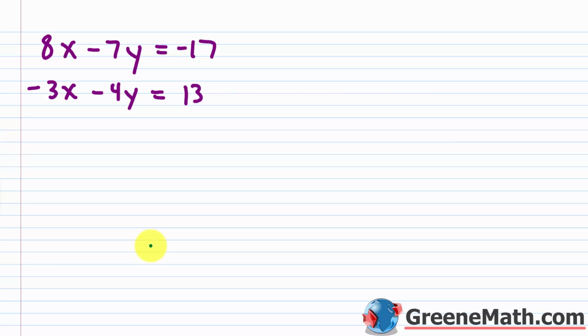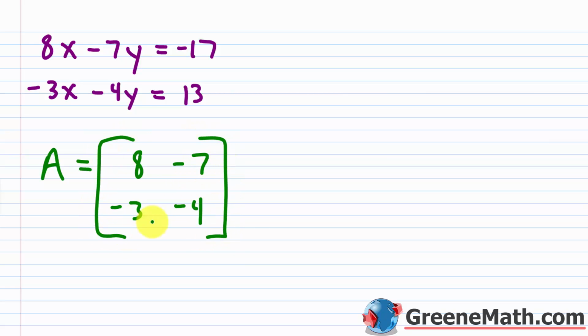One's going to be for the coefficients, one's going to be for the variables, and one's going to be for the constants. The way your book is going to do this, they're going to say that A is the matrix for the coefficients. So if I grab them in order, I have 8 and negative 7, and then negative 3 and negative 4. That's going to be my first matrix of this equation I'm setting up, which we'll get to in a minute.